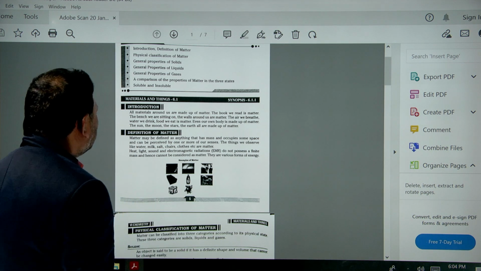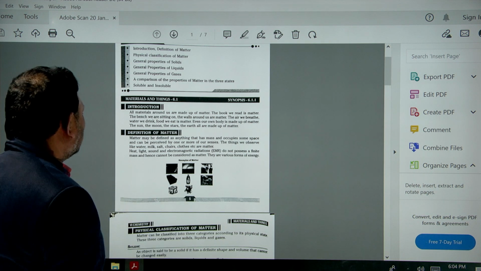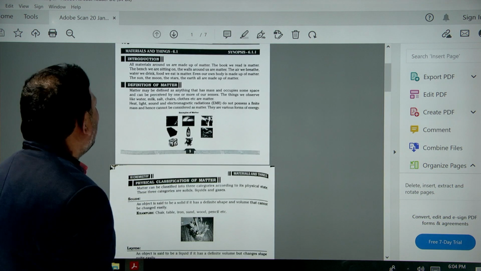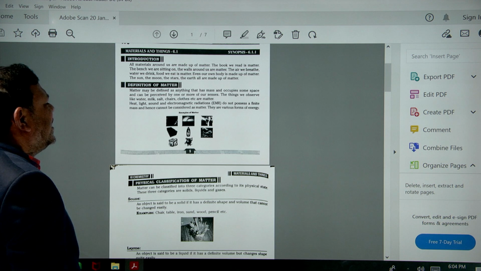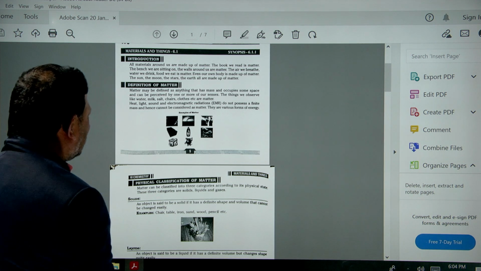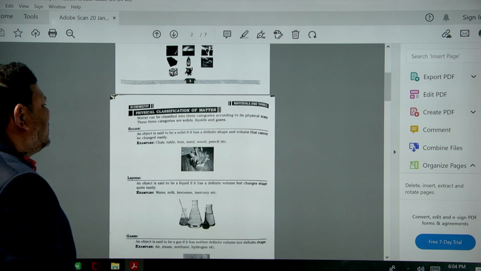Examples of matter: water, milk, salt, chair, clothes, etc. Heat, light, sound, and electromagnetic radiation are not matter; these are various forms of energy.